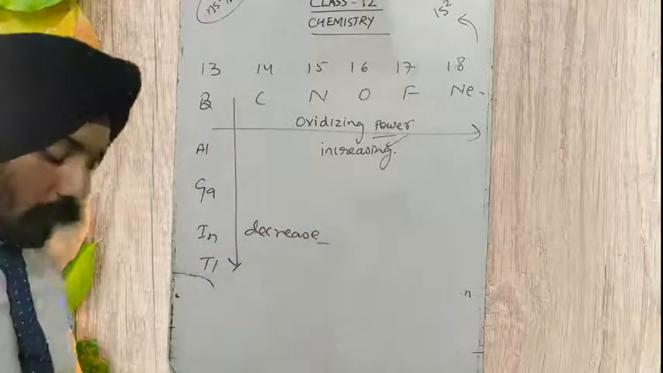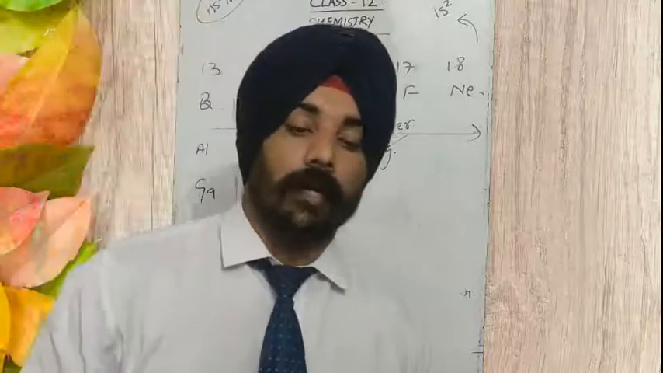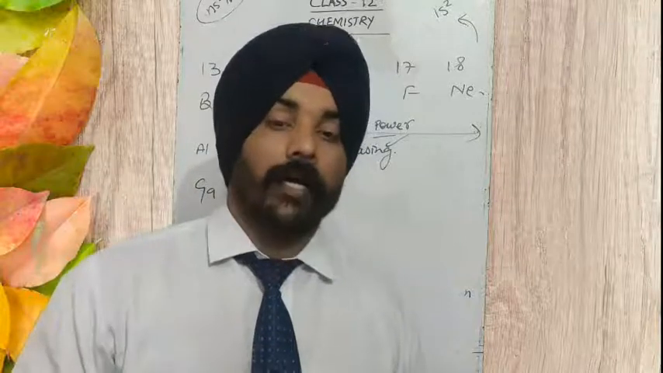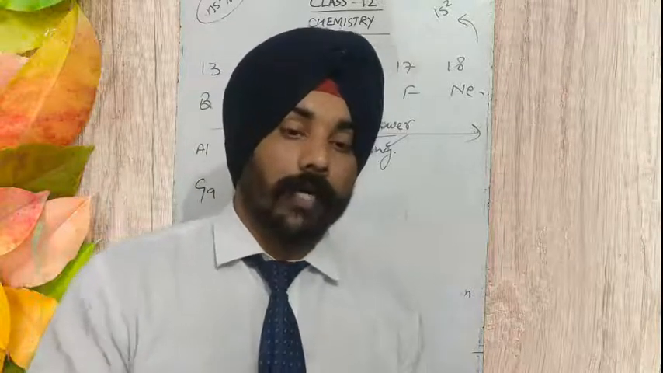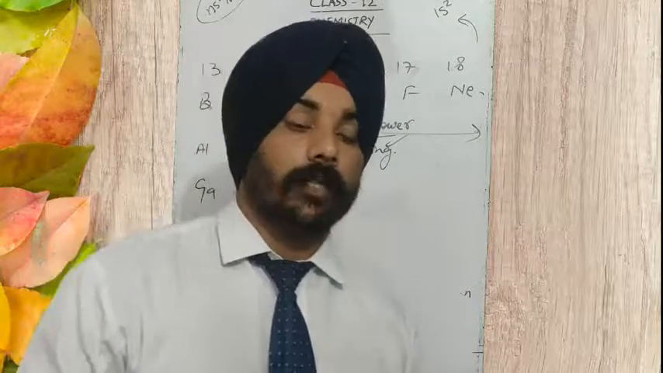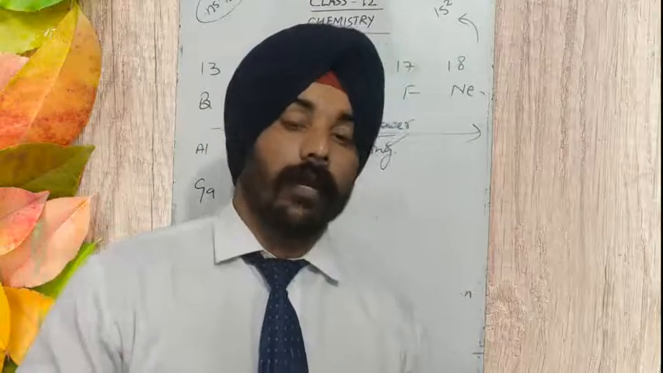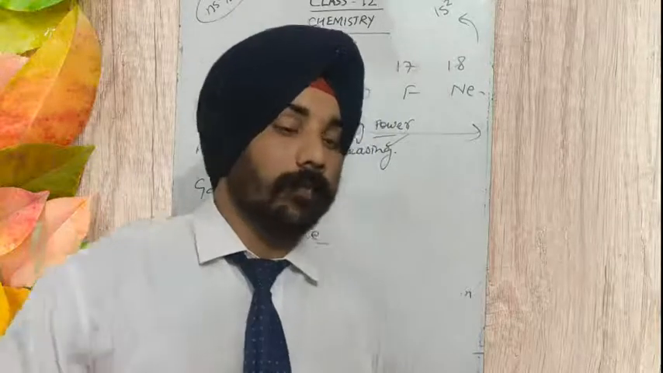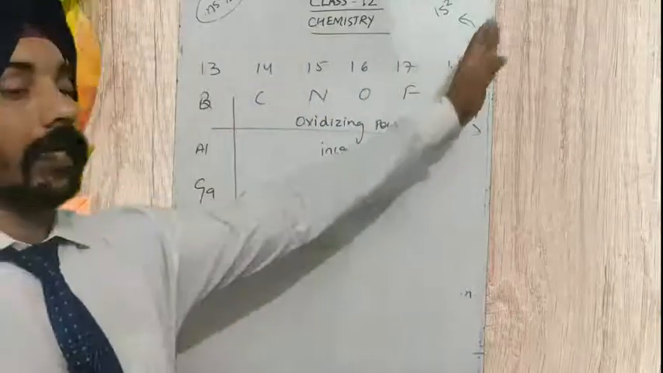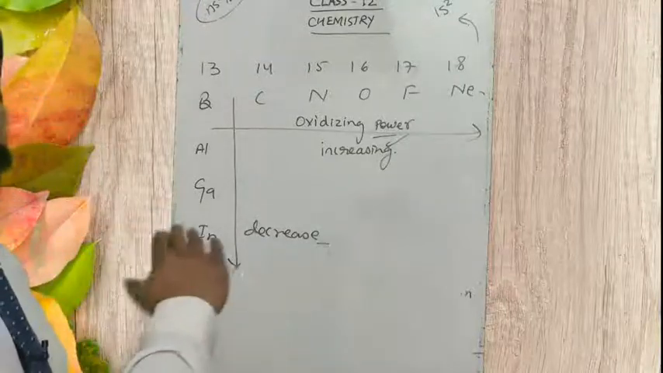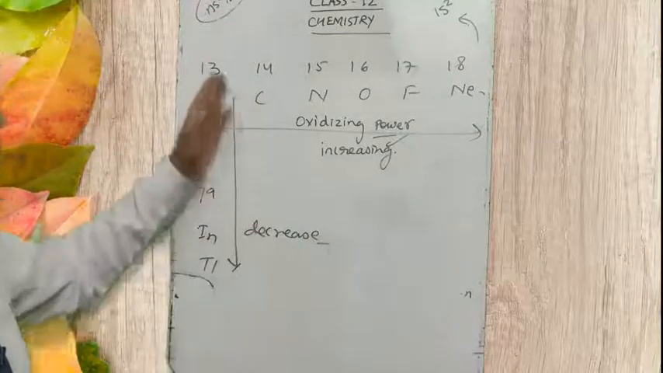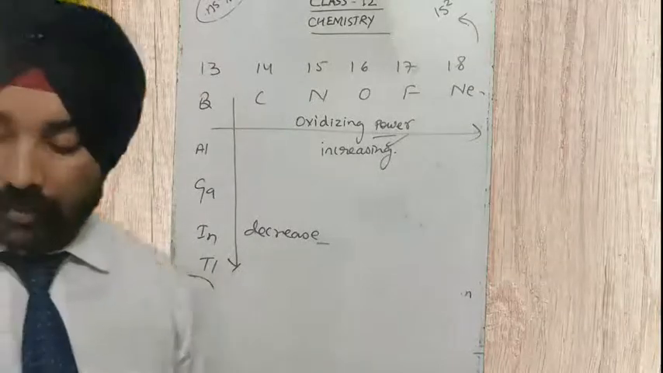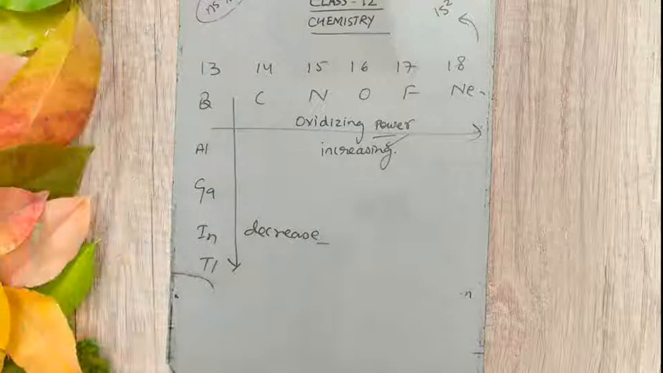Okay, so it's quite simple. What is oxidizing power? It is electron gaining tendency. The elements which take more and more electrons have more oxidizing power, and those which give their electrons have more reducing power. So oxidizing character is increasing from left to right in a period and decreasing from top to bottom in a group. Okay, this is the common trend of oxidizing power.